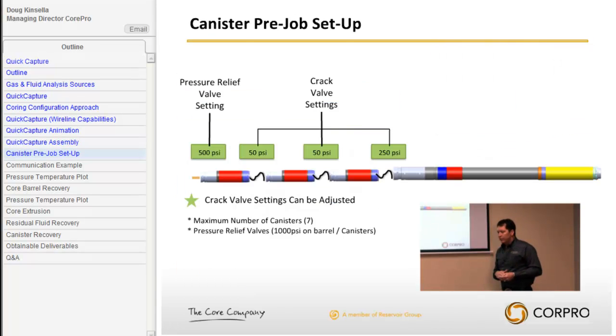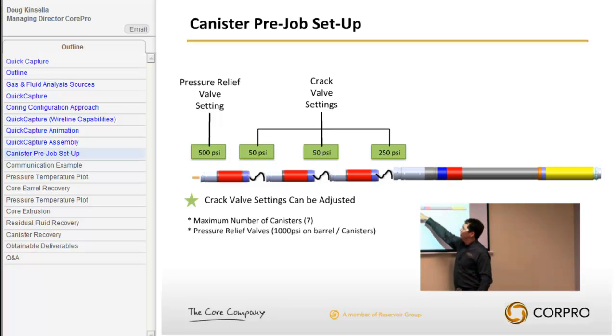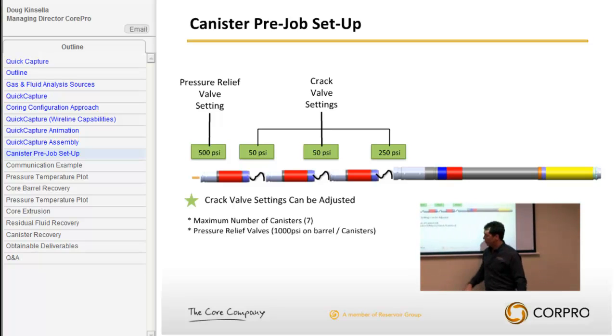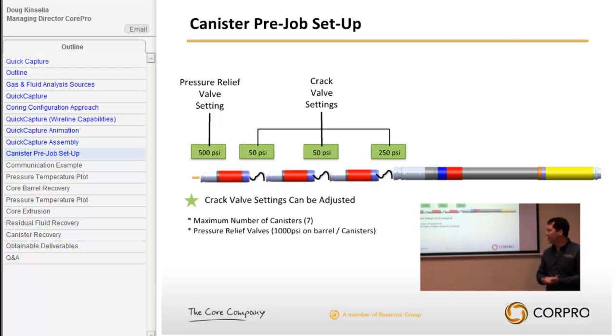The tool is set up in the shop in a standard configuration. The reason I use the word standard is because there's not a standard reservoir that we are using the tool in. Reservoirs are different all over the world. We start with a basis. We put a 250 psi relief valve in the top of the tool, a 50 in the top of the next canister, 50 in the top of the next canister, and then we put a 500 on top of the last canister. And this is our fail-safe.